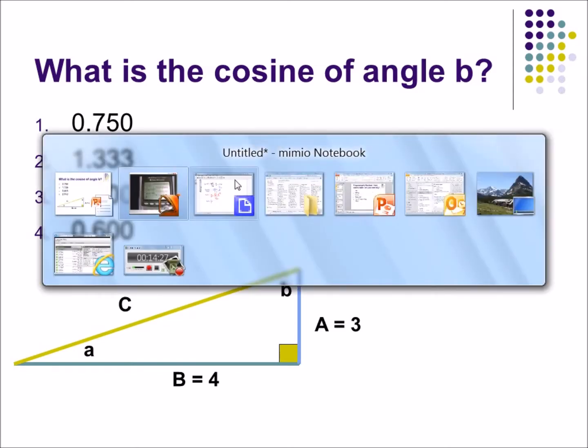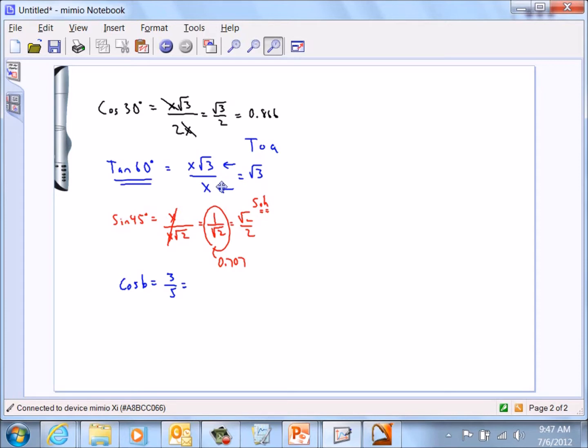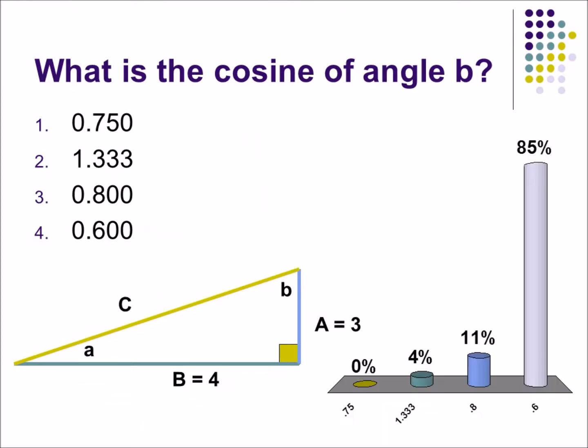Well, hopefully you said cosine is equal to adjacent over hypotenuse in SOHCAHTOA. The side adjacent angle B was the 3. The hypotenuse was 5. So you're left with 3/5, or as a decimal, that would be the same as 0.6. So even though we don't know what the angle itself is, we know that its cosine is equal to 0.6. All right, so that should have been choice number 4 there.